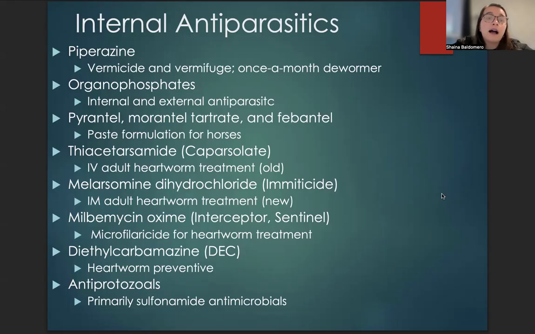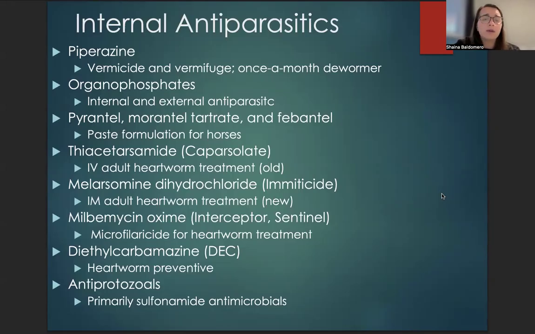There's also carboxylate, and that's an IV adult heartworm treatment. That's old. We don't really use it anymore. The heartworm treatment that we use nowadays is called emecticide, and that is an intramuscular injection. So that's an injection that goes in the muscle, and that's an adult heartworm treatment. So if your patient gets heartworm, we can use that to help treat it.